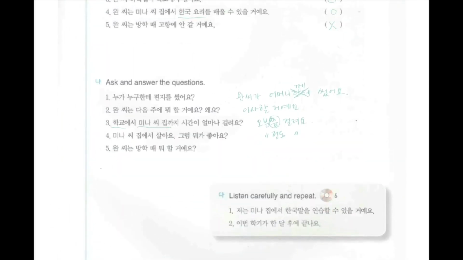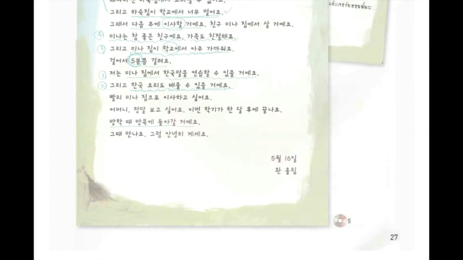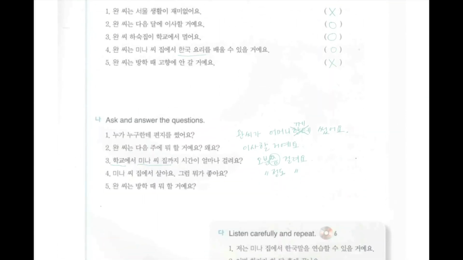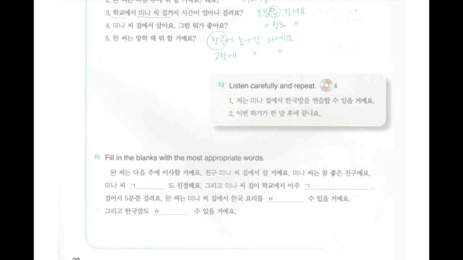자, number 5. 완 씨는 방학 때 뭐 할 거예요? What will he do during the vacation? 어디 있어요? 방학 때 방콕에 돌아갈 거예요. 자, 방학 때 뭐 할 거예요? 방콕에 돌아갈 거예요. Or instead of 방콕, you can use this word, hometown. 고향에 돌아갈 거예요. It's the same. Very good, everyone. 자, 라 봅시다, 라.